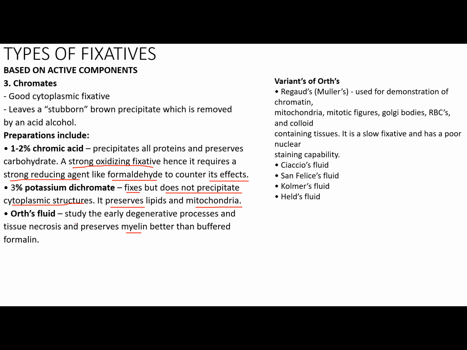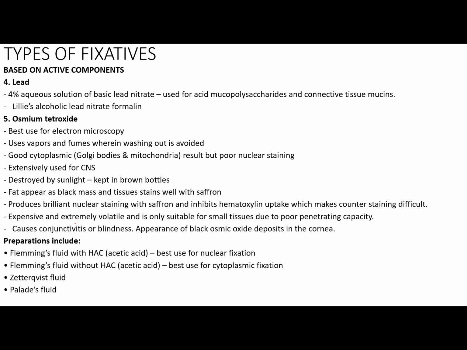demonstration of chromatin, mitochondria, mitotic figure, Golgi bodies, RBCs, and colloid-containing tissue. It is a slow fixative and has poor staining capability. Other variants would include Zenker's fluid, Helly's fluid, Kolmer's fluid, and Held's fluid. Then another metallic fixative class is yung lead. So you would use 4% aqueous solution of basic lead nitrate. And this is usually used class fixative for acid mucopolysaccharide and connective tissue mucin.